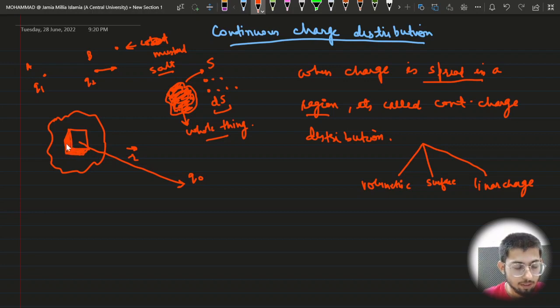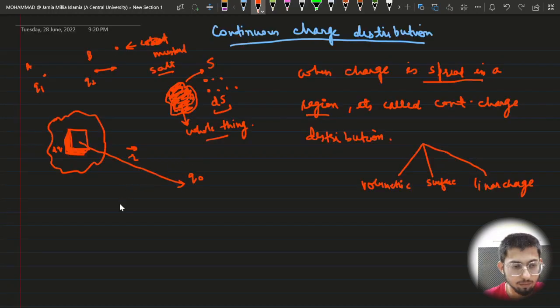Each small bit of this charge, let's call it dq, like we did here before. How can we do this?